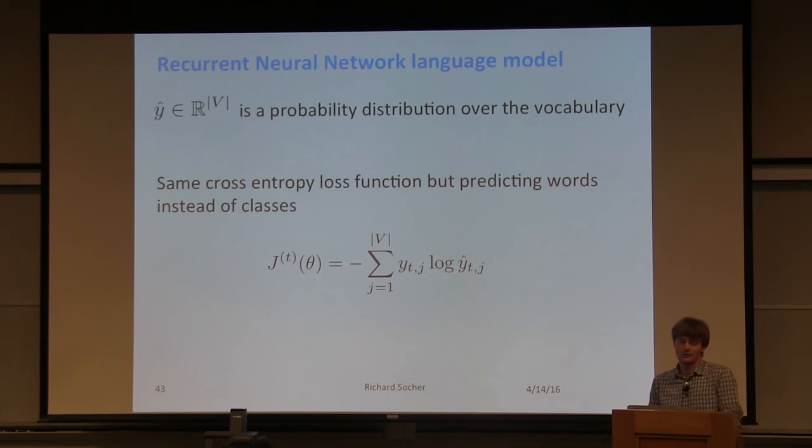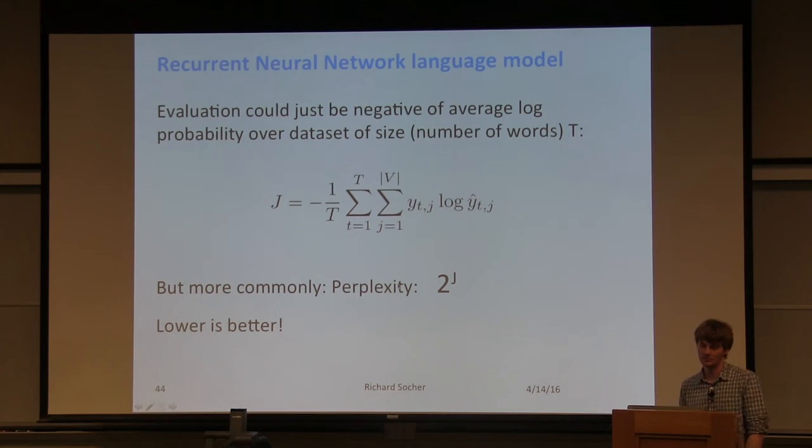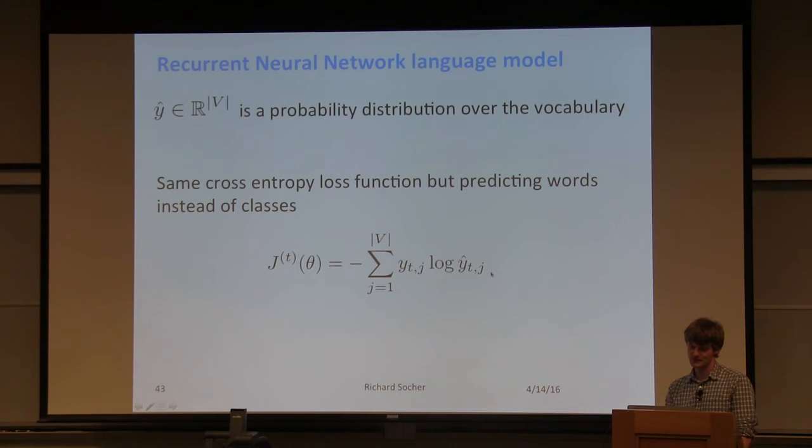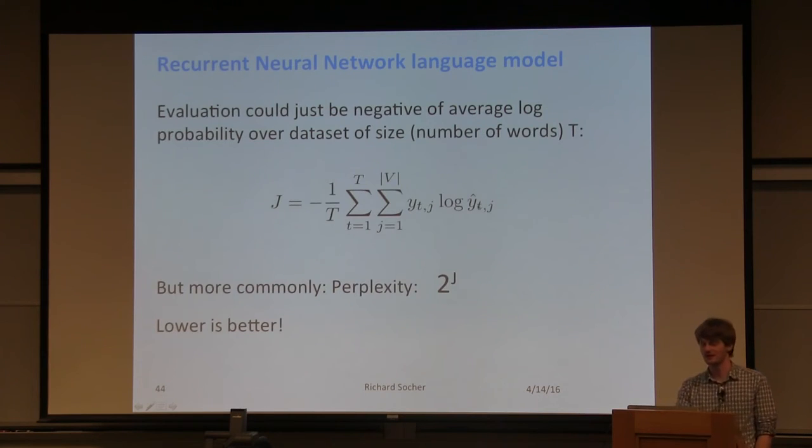Cool. So how do we train this? It turns out we use the exact same cross-entropy error that we used for classification, which is the negative of the average log probability over our data set. This is the predicted output from our softmax times the actual true word that will appear at the next time step. We sum this over our whole vocabulary, and then we sum it over all the time steps.